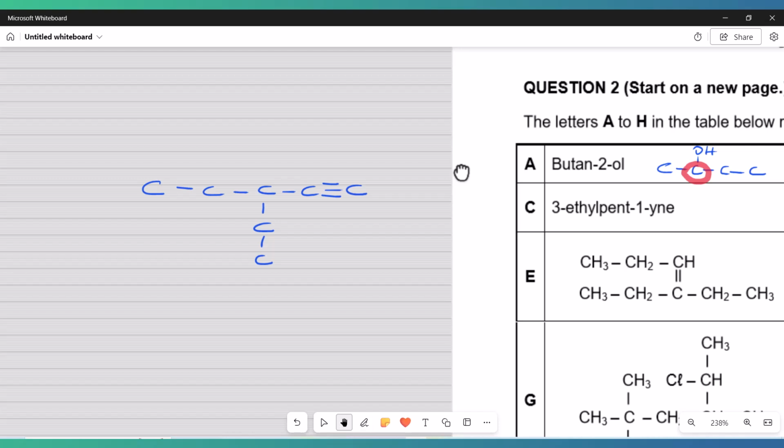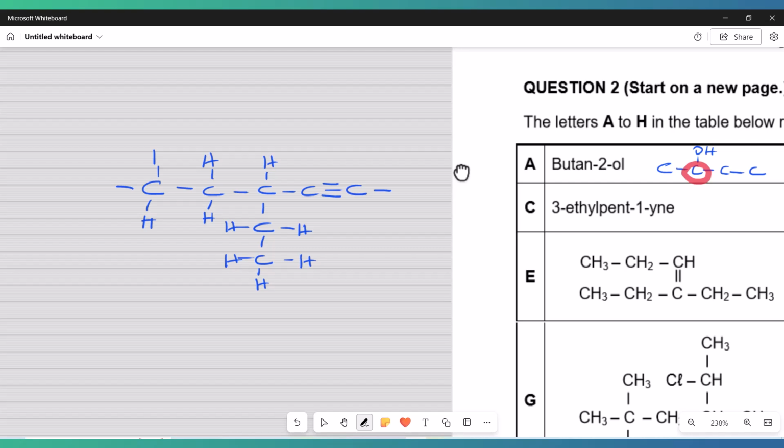Now you must put 4 bonds for each carbon atom. So this is 1, 2, 3, 4. 1, 2, 3, 4. 1, 2, 3, 4 here as well. And then 4 here. Now put the hydrogens here, here, here as well, and here as well. Hope we are together. This is the structural formula for this compound.